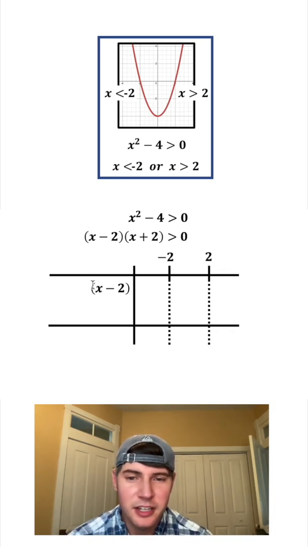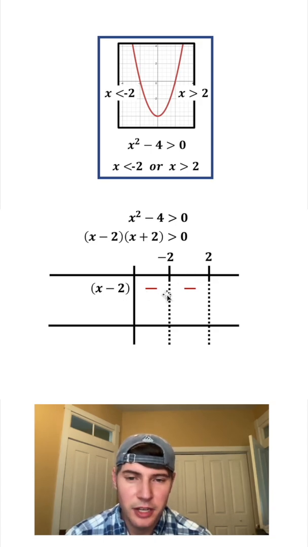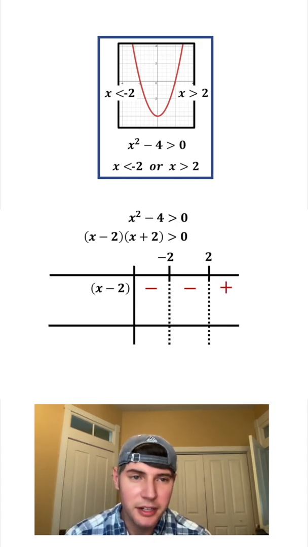First, let's copy down this x minus 2 factored. So I can plug in really any number I want. Let's plug in negative 100. That gives us a negative number. So everything to the left of negative 2 is going to be negative. Now let's plug in some number between these. Let's plug in 0. 0 minus 2 is also negative. Now let's plug in something greater than 2. Let's plug in positive 100. 100 minus 2 ends up being positive. So we know everything to the right here is going to be positive.